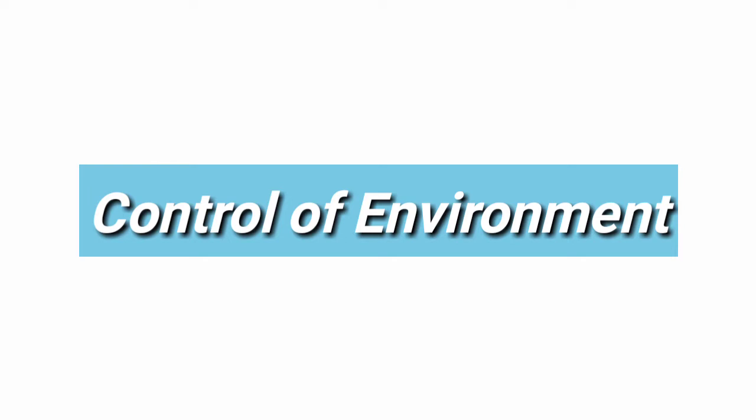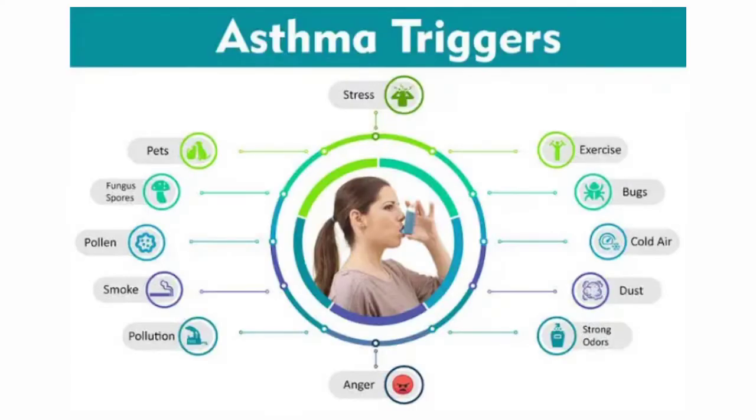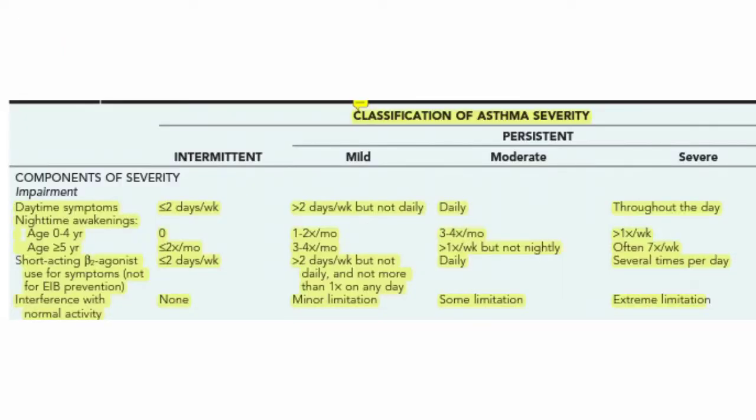So environmental changes are very important. If you start treatment without changing the environment, the treatment will not respond. So environmental changes are the first step in the management of asthma. The triggers shown in this picture are pets, fungus, sponge, pollen, smoke, pollution, anger, strong odor, dust, cold air, bugs, and exercise and stress. So these should be managed, as I have told.